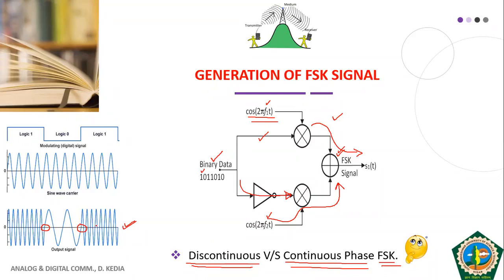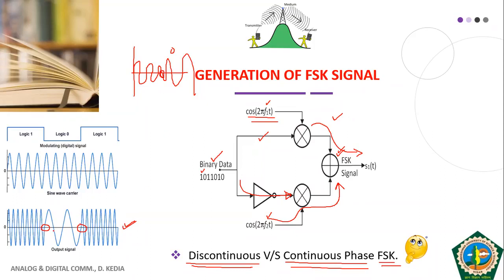Because of the generation from two different sources, if you have some carrier frequency present during one, and then during zero the frequency that you generate, it may have some phase discontinuity. Say it generates like this. Okay, so some kind of discontinuity is present here.